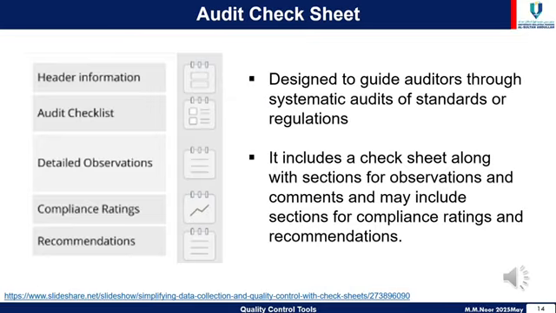Next part is audit check sheet. This is an audit check sheet. In an audit check sheet, there is hidden information: audit checklist, detailed observation, complaints, ratings, recommendation. It is designed to guide auditors through system audits of standards or regulation. It includes a check sheet along with a section for observation and comments, and may include sections for complaints, ratings, and recommendation.